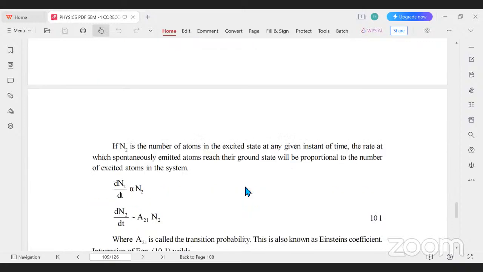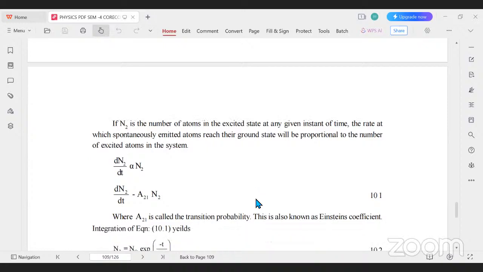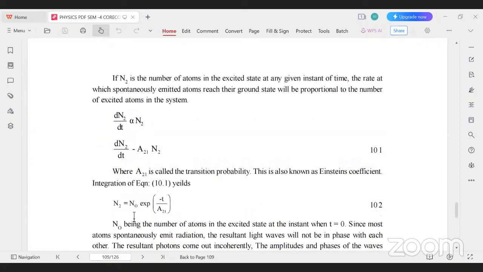So dN2 by dt is proportional to N2. dN2 by dt equals minus A21 times N2, where A21 is called the transition probability. This is also known as Einstein's coefficient. Integration of the equation gives N2 equals N0 exponential minus A21 t, where N0 is the number of atoms in the excited state at the instant t equals 0.